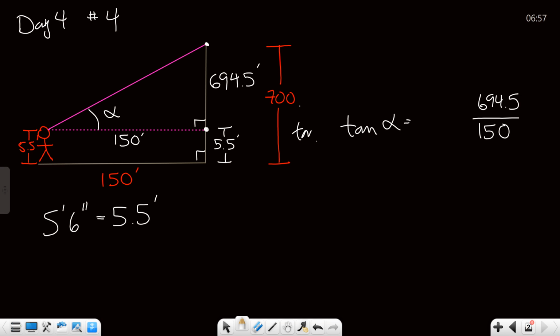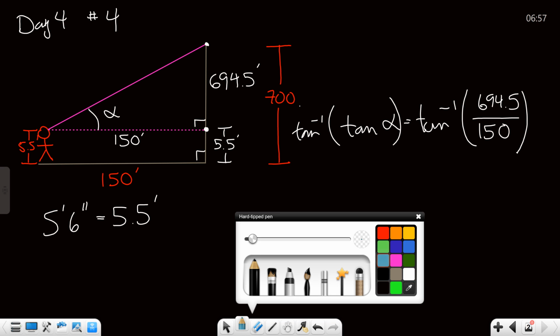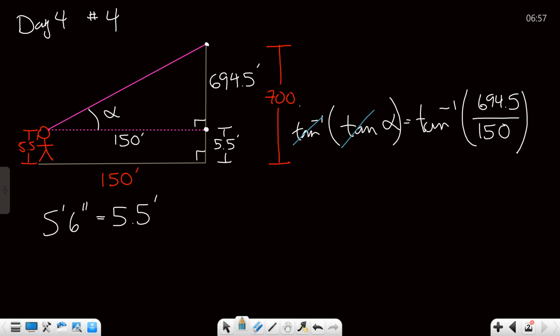Because we're solving for alpha, we're going to have to do an inverse tangent of both sides. These are going to cancel on this side and leave me with just alpha. Then I pick up my handy-dandy calculator and I do the inverse tangent of 694.5 divided by 150, and I get 77.8 degrees.